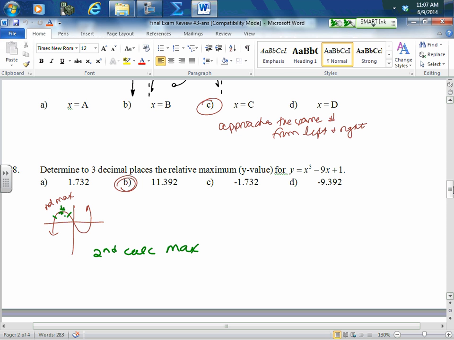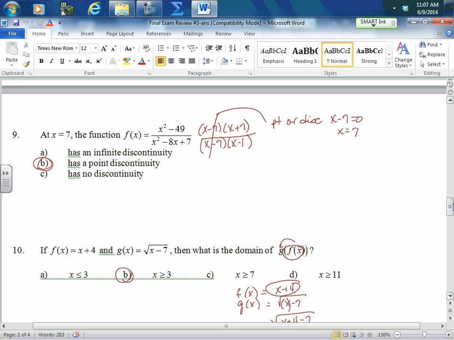Nice bracket one. Let's see where we are. Here's your point of discontinuity, the point that I can factor out. So it has a point of discontinuity.